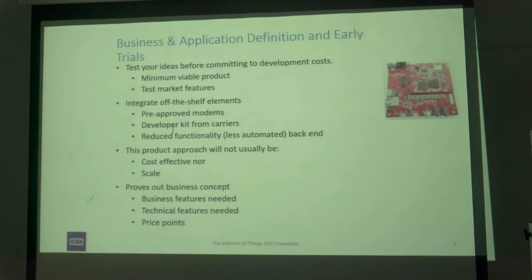The problem with many people is that they don't even know these factors. By the way, these slides you will not find anywhere. This is not from a textbook. This is from experience, from life. All right, so cost effective. Then proof of business concept. So business features needed, technical features needed, price points. All of these you have to address in your product.